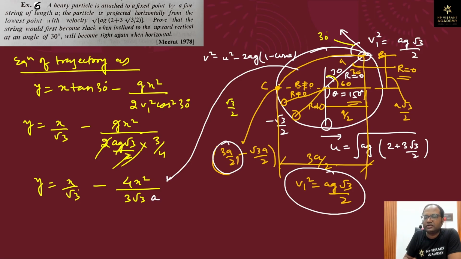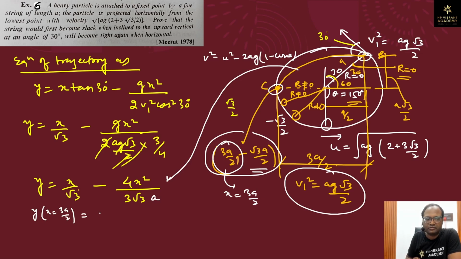So if it hits this particular point, then the coordinate of this particular point will satisfy the equation of trajectory. So on putting the value as x is equal to 3a upon 2, we must get y is equal to minus root 3a upon 2. So let us put x is equal to 3a upon 2. Y at x is equal to 3a upon 2 is given by 1 upon root 3 into 3a upon 2 minus 4 upon 3 root 3a into x square, so 9a square upon 4.